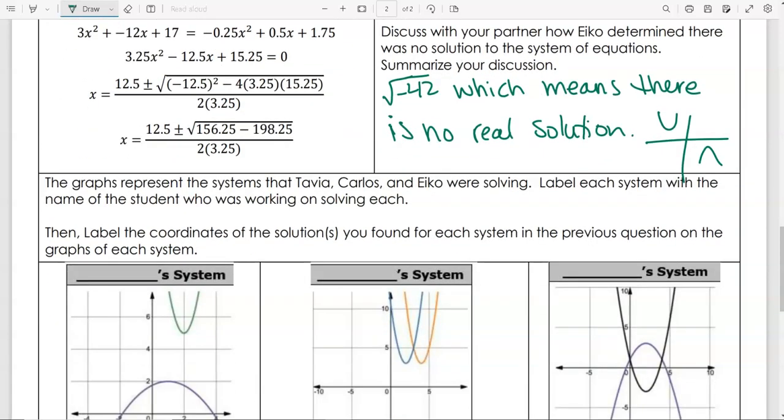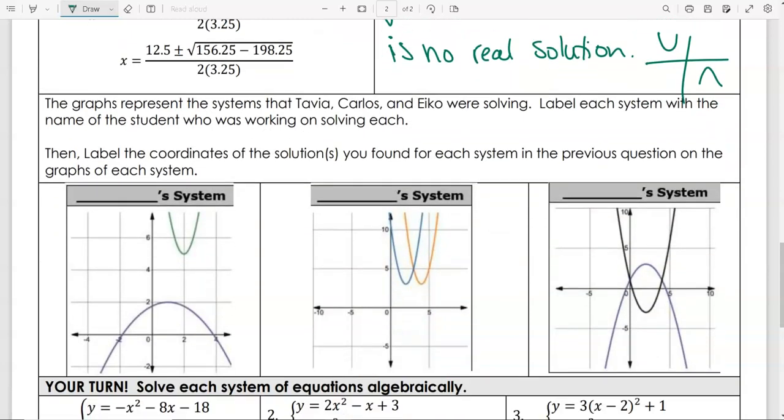All right, we have 3 graphs. These are each representing what we just did, the last 3 problems. I want you and your friend, someone close by, label them. Which one of these belongs to Tavia? Which one belongs to Carlos? Which one belongs to Eco? Okay, so label each of them with the name, and then I want you to actually label the coordinates or the solutions on the graphs themselves. So which graph belongs to which problem we just did, and I want you to actually plot the points and show where the solution is.